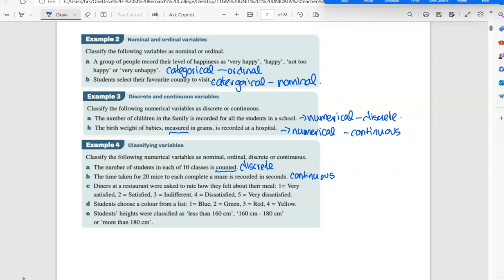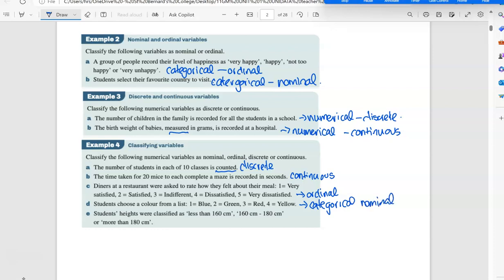Diners at a restaurant were asked to rate how they felt about their meal. A 1 meant they were very satisfied, 2 satisfied, and so on, 5 equals very dissatisfied. What type of data is that? Ordinal, isn't it? Yeah, so a category, but there's some order. Students chose from a list of 1 equals blue, 2 green, and so on. So what's that one? It's a category. Yeah, and it's nominal. Okay, good.